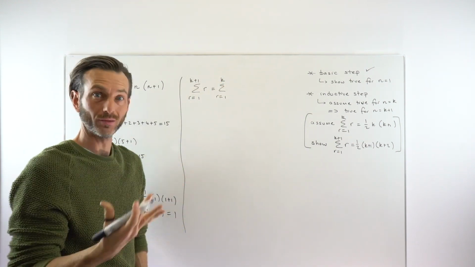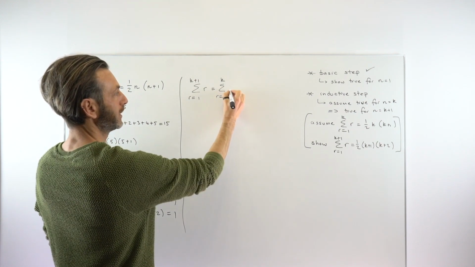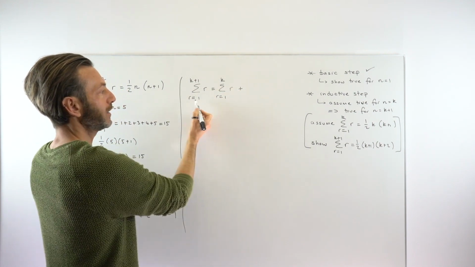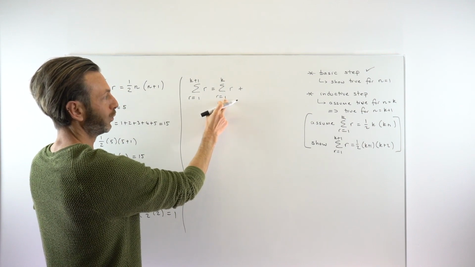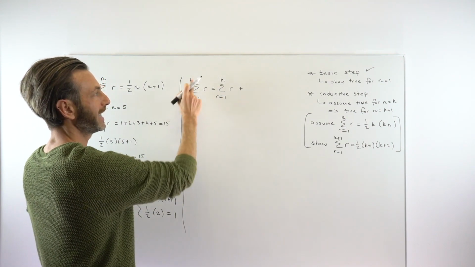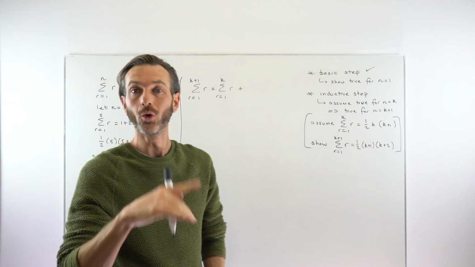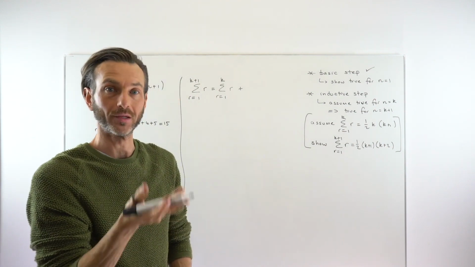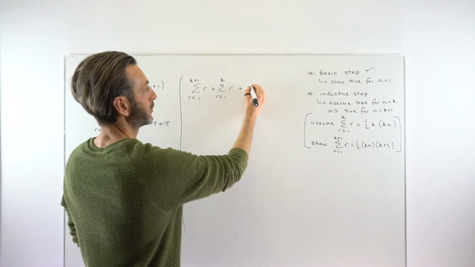In fact, it's not a trick, it's something you've got to do. So it's the sum from r equals 1 to k of r. And so that would give us the terms all the way from 1 right up to k. We've got k plus 1 terms, so we've only got one more term, and it's the final term, the k plus 1th term. So I'm just going to write this in.